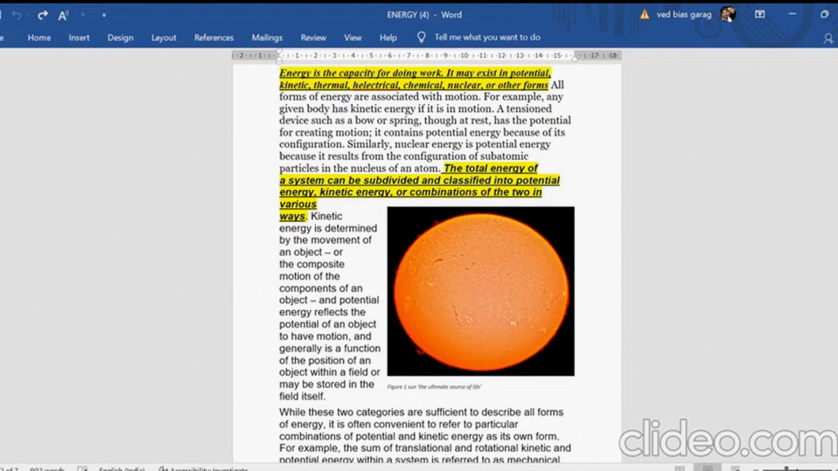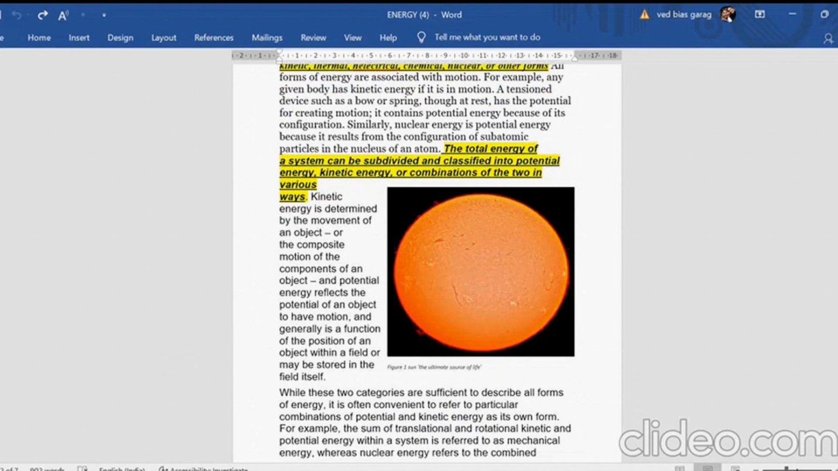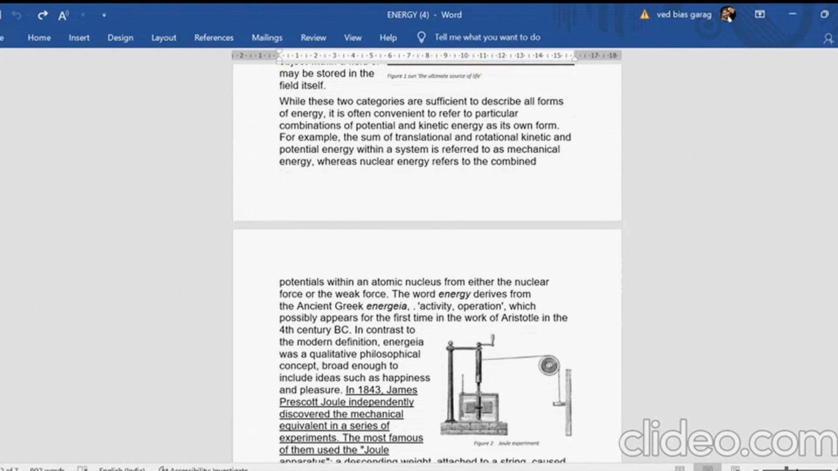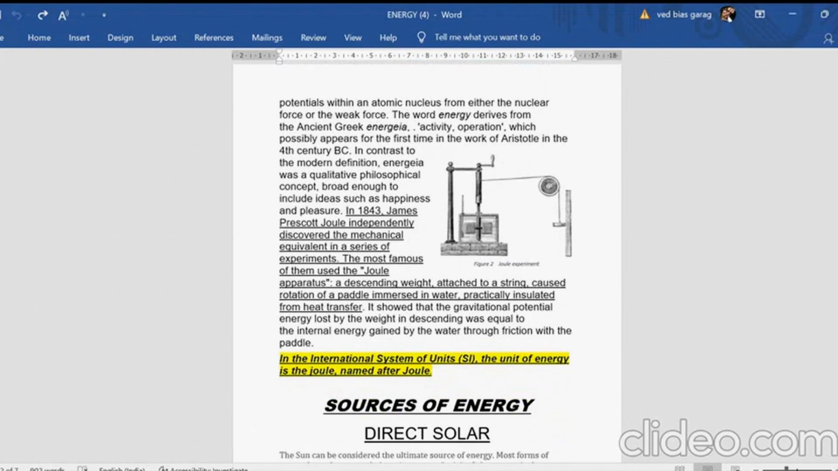Figure 1 shows the sun, the ultimate source of light. Figure 2 shows the Joule experiment. In the International System of Units, SI, the unit of energy is a joule, named after Joule.